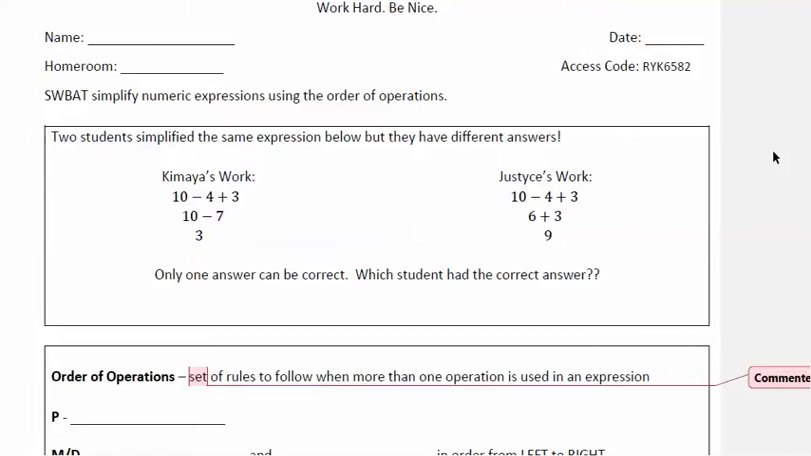All right, we're going to look at lesson 109. This is our first day of order of operations. We're going to start by looking at this. It's not even a right pair share. We just want students to look at these two simplified expressions. Look at Kamaya's work, look at Justice's work, and identify that they both arrived at different answers.